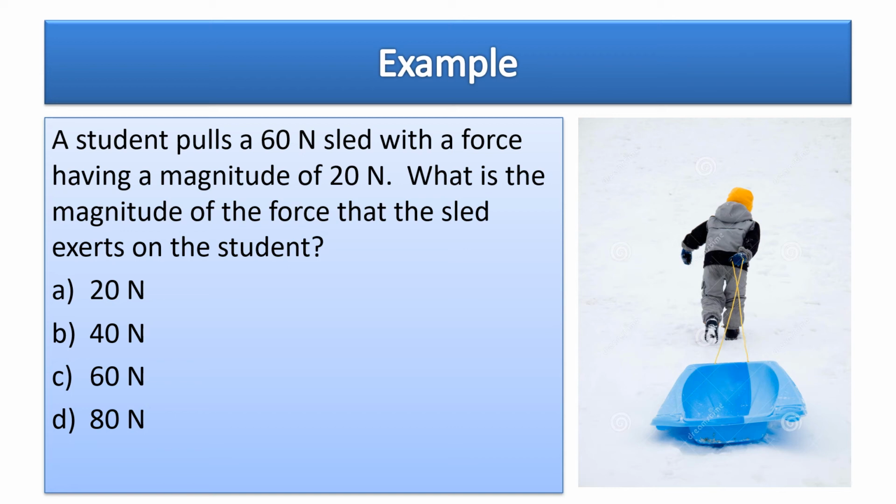It says a student pulls a 60 Newton sled with a force having a magnitude of 20 newtons. So let's just say that the 60 Newton sled is saying that the weight of the sled, Fg, is equal to 60 newtons. And it says a student pulls on the sled with a force of 20 newtons. So they're pulling on the sled with an applied force of 20 newtons. So that's the situation there.